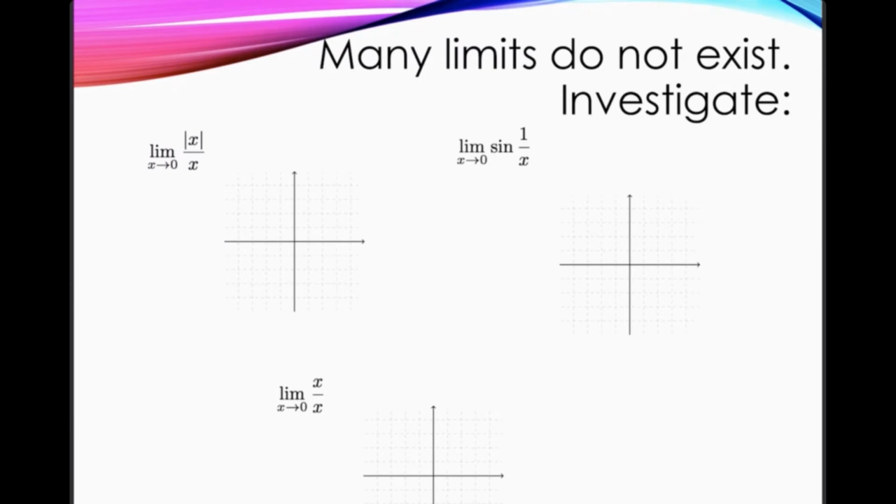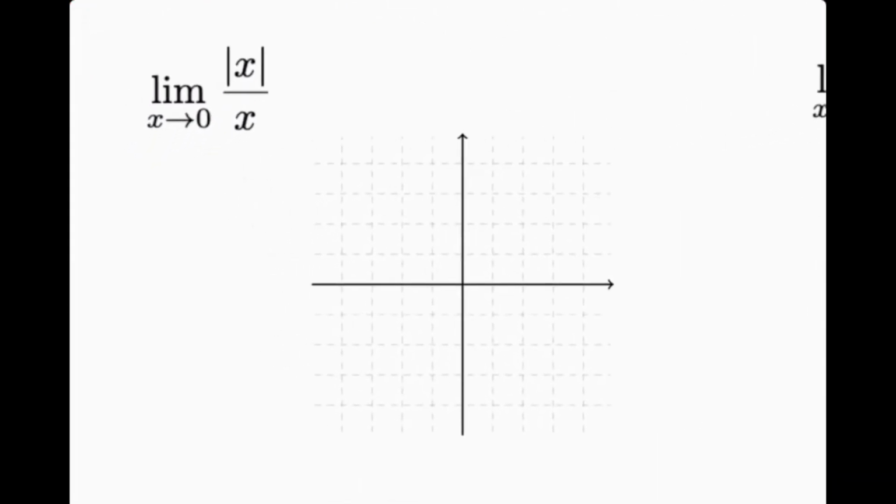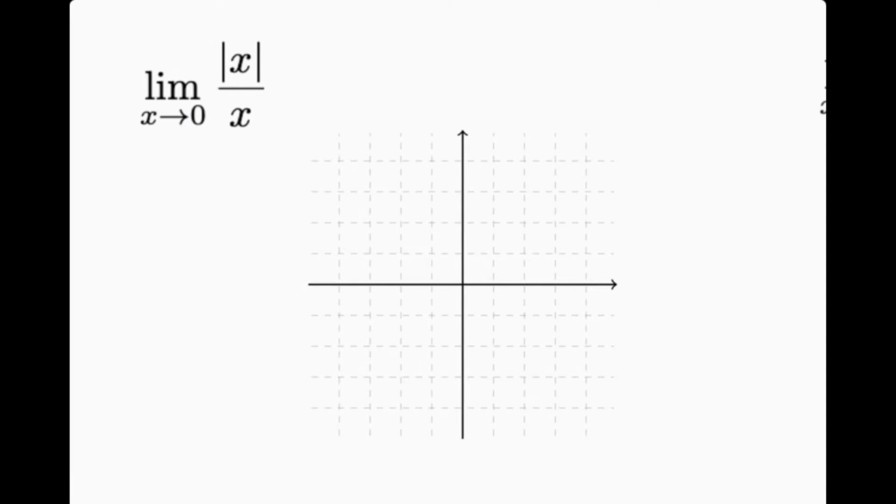For example, I have in the top left here, I'm investigating the limit of the absolute value of x over x. And if I try to just plug it in, which is always what I want to do, I get the absolute value of 0 over 0, which is like 0 over 0. And I have no idea what that is. So just plugging it in reveals nothing useful.